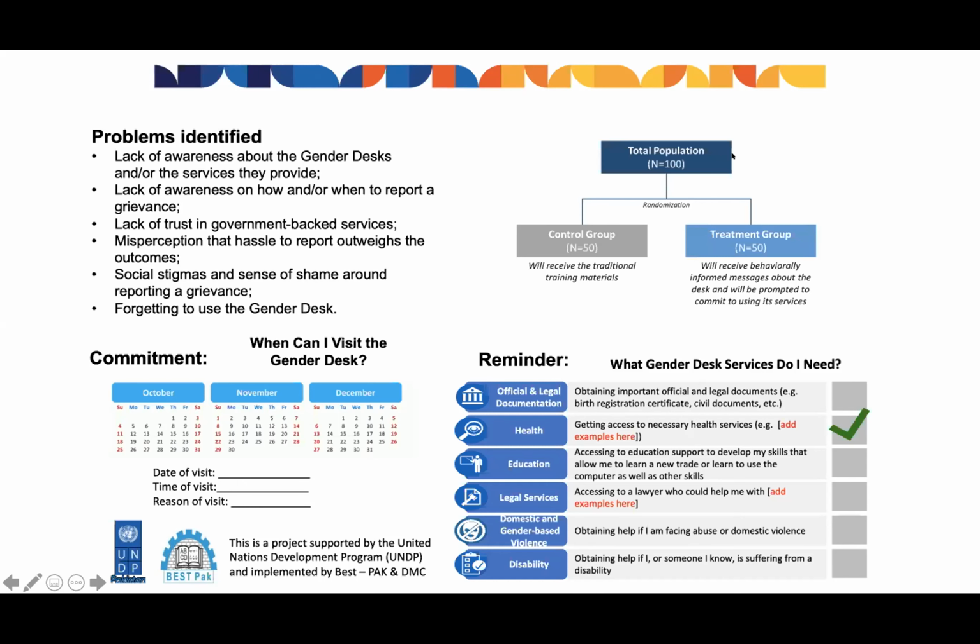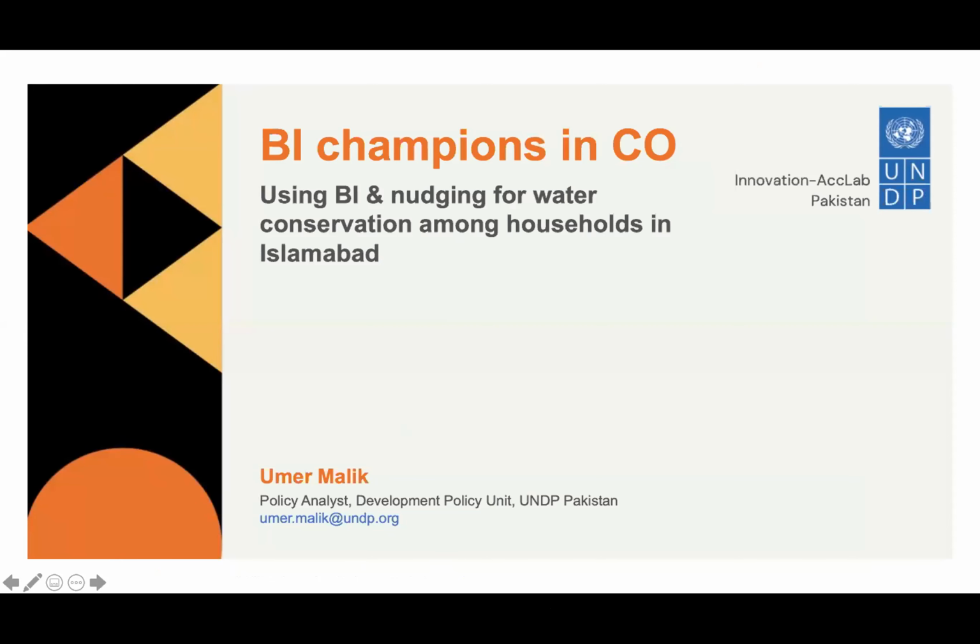It's going to be with 100 women, and there's going to be randomization. So again, the sample size is fairly small, but these are pilots, right? So the idea is, if we learn that something like this works, then we're going to scale it up to all the gender desks that we are creating. I know I've been very, very quick. I'm going to pass on to Umar. I will stop sharing. Umar, if you can share what you did around water conservation.